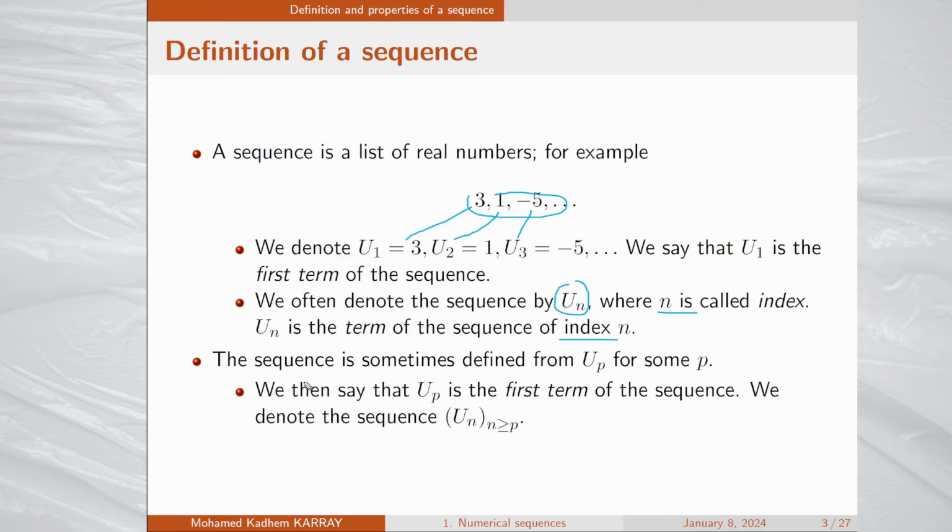In some cases, the sequence will start from some Up for some given number p. We then say that Up is the first term of the sequence, and we denote the sequence by Un for n larger or equal than p.